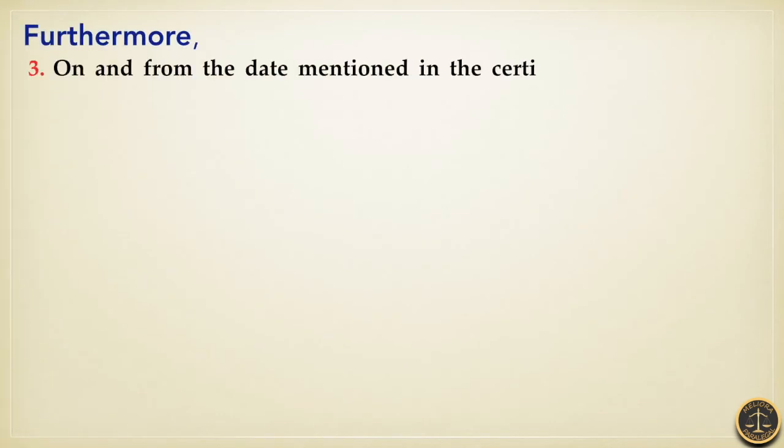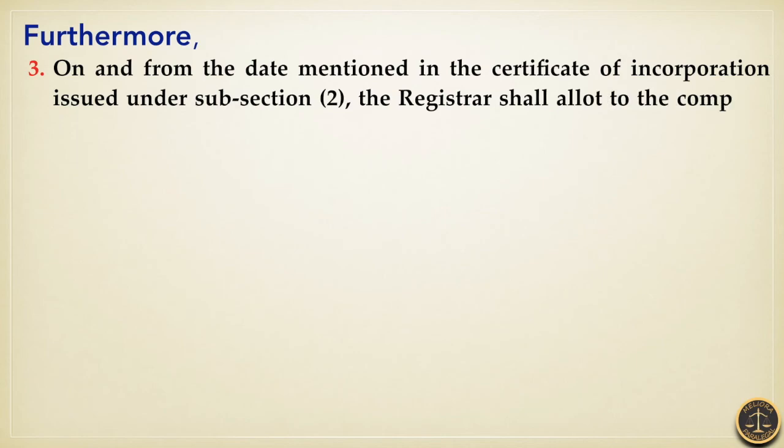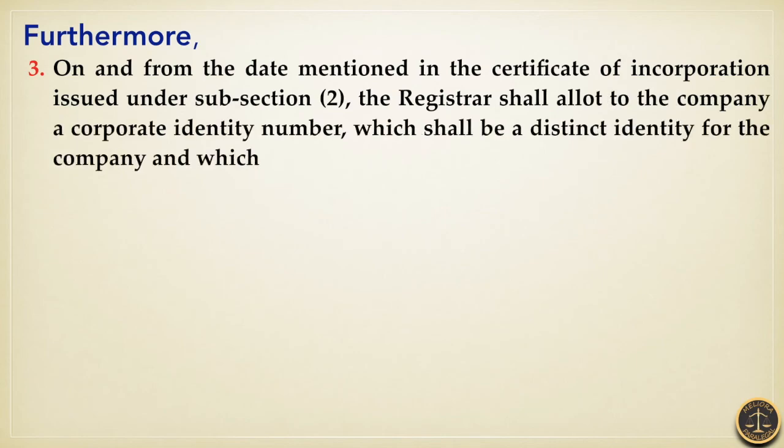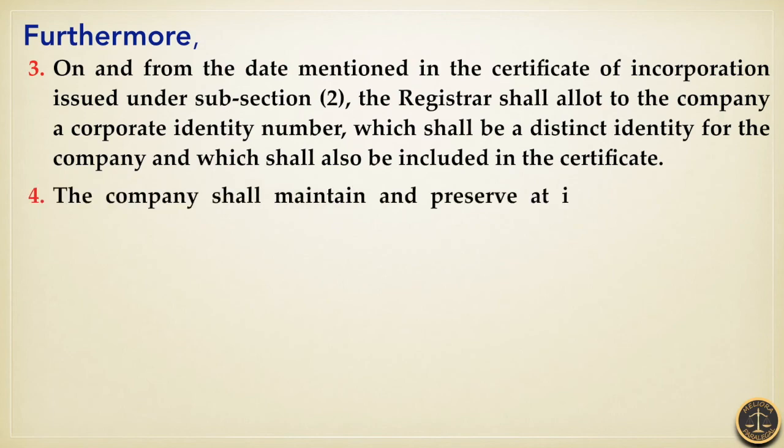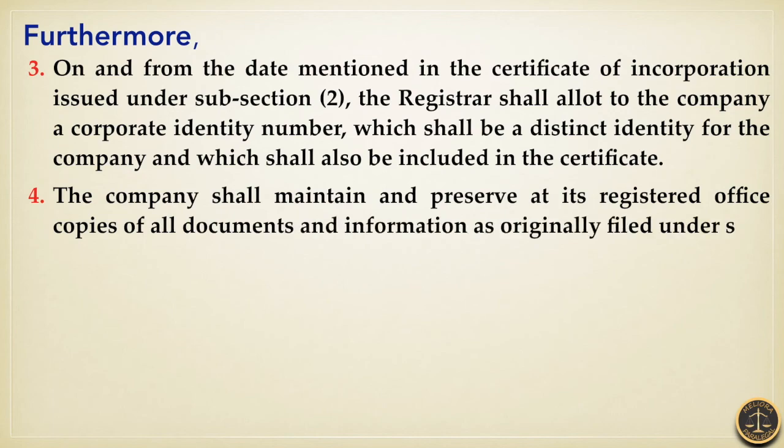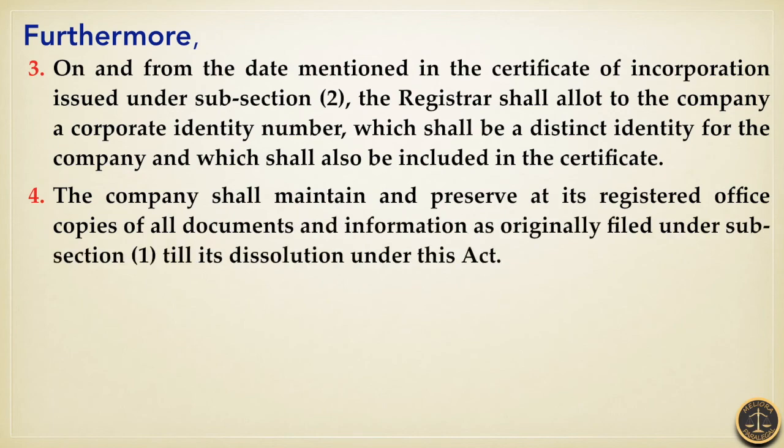Furthermore, on and from the date mentioned in the certificate of incorporation issued under subsection 2, the registrar shall allot to the company a corporate identity number, which shall be a distinct identity for the company and which shall also be included in the certificate. Next, the company shall maintain and preserve at its registered office copies of all documents and information as originally filed under subsection 1 till its dissolution under this Act.